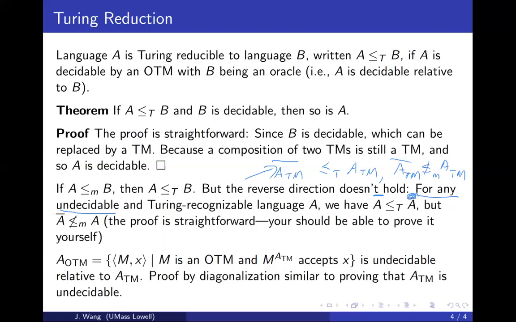All right, so we can similarly define the acceptance problem with respect to Oracle Turing machines, A sub OTM instead of A sub TM, which is a set of instances which are encodings of a machine M and X, where M is an Oracle Turing machine, and M with Oracle A sub Tm accepts X. And this is undecidable relative to A sub Tm, proved by diagonalization, which is similar to proving that A sub Tm is undecidable.